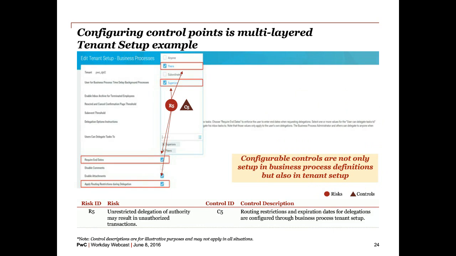A quick use case around the tenant setup is around the routing of delegation of authority. While delegation of authority is a good complement to your controls, what you can achieve through tenant setup are restrictions based on how long that delegation will be enabled for a user, having specific dates so that there's not unlimited amount of time where a delegation of authority could function. And you could also apply routing restrictions to either superiors or peers. And these kind of controls can be achieved through tenant setup.